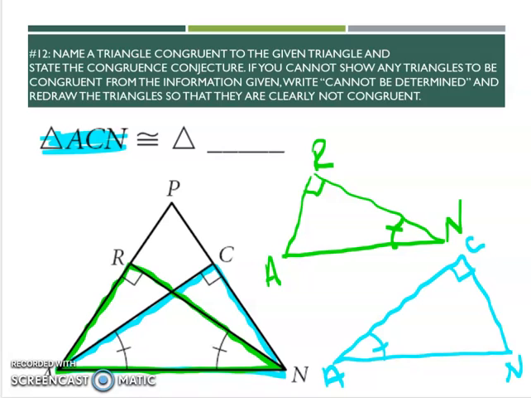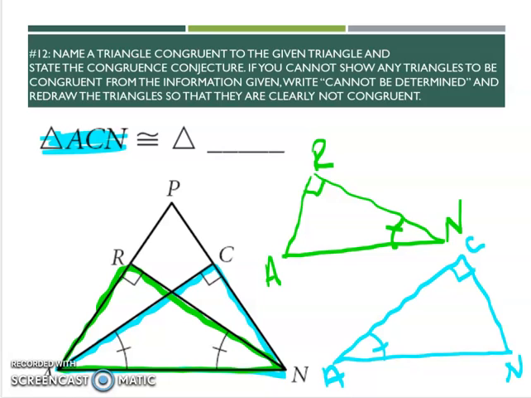Now, here's the thing. Drawing them separately helps me realize that there are not these vertical angles. I see people want to mark those all the time, but that's not actually part of our triangles. It's not part of what makes our triangle, either my green triangle or my blue triangle.